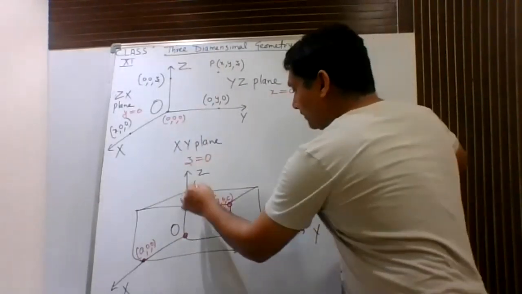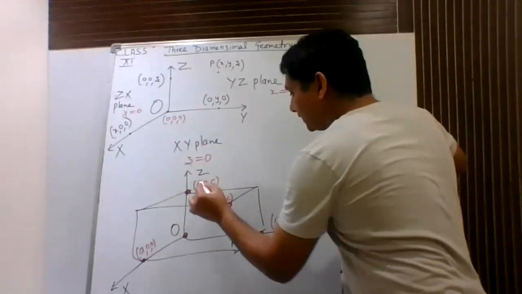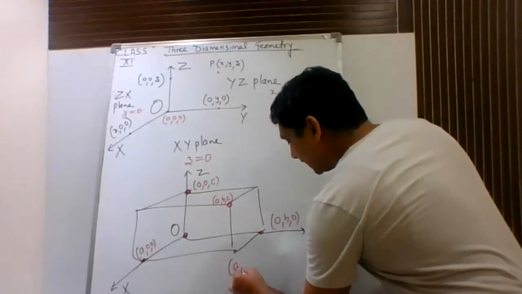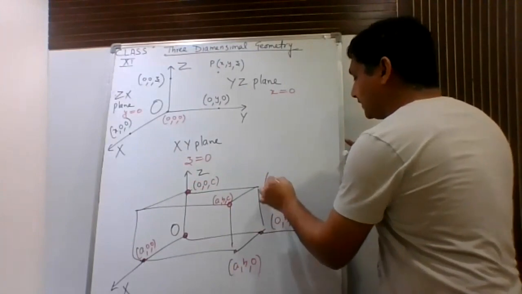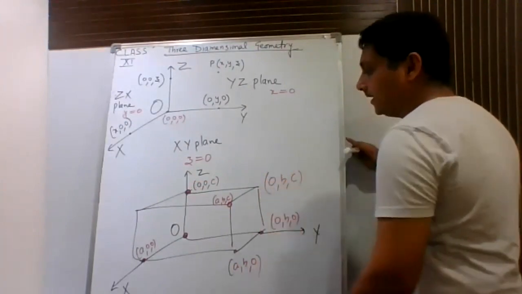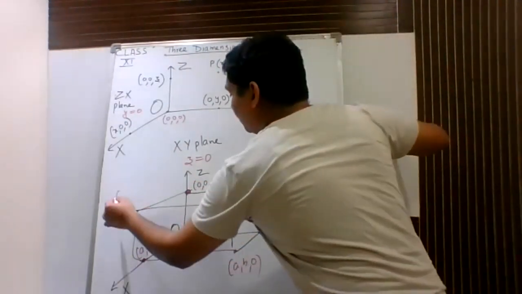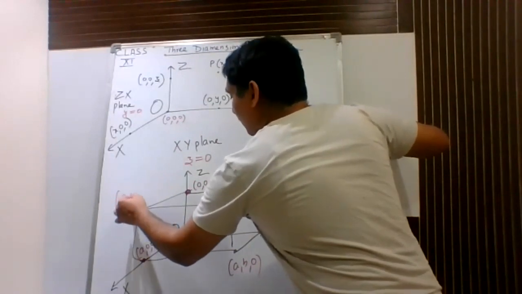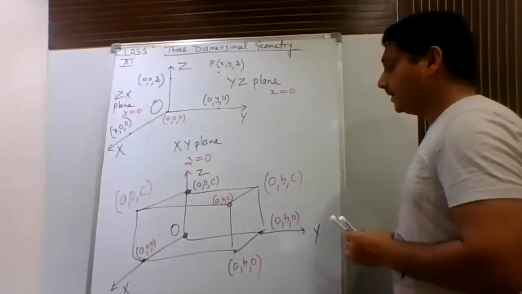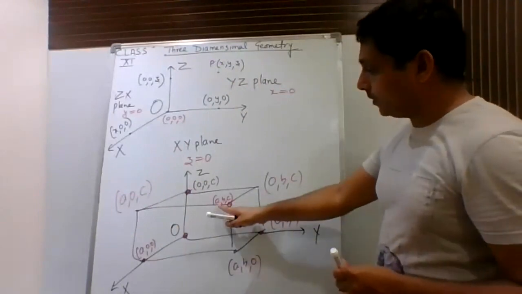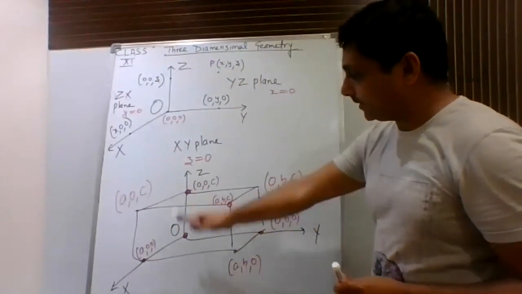This particular point will be 0, 0, c. This will be in the xy plane, so a, b, 0. This one is 0, b, c. And this one will be a, 0, c. Right? So based on this particular point a, b, c, we have written the coordinates of all the points.